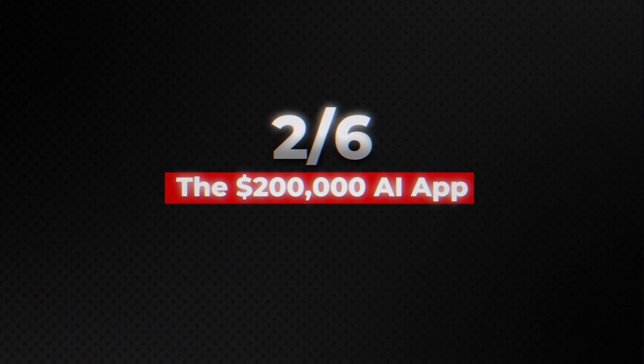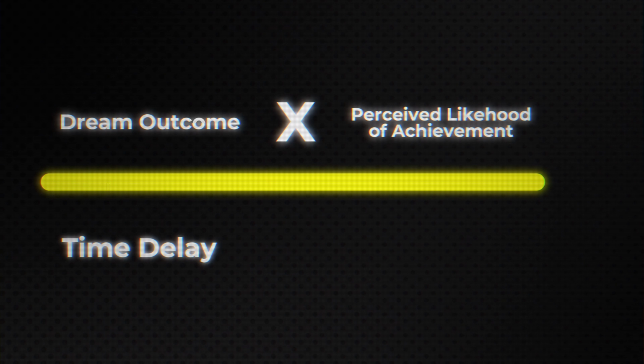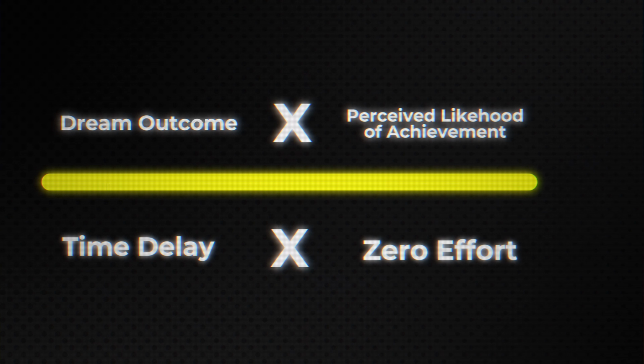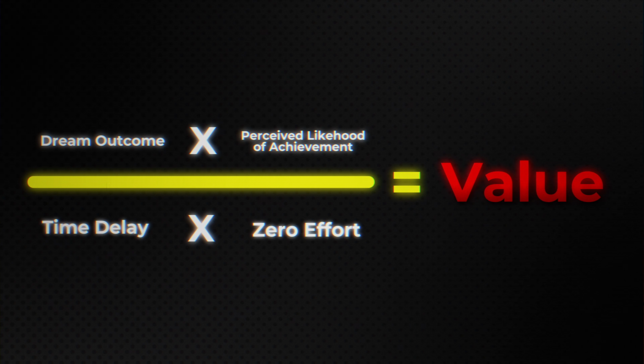Here's the exact offer for my $200,000 AI app that helped workers book shifts at hotels. Get double the shifts per month with the tap of one button, guaranteed. The dream outcome is more shifts per month with a likelihood of 100%. The time delay is just 1 month with zero effort, since all you have to do is literally click a button. This equation results in a lot of value. For the math wizards, this means infinite value actually, because if you divide by 0, it goes to infinity.